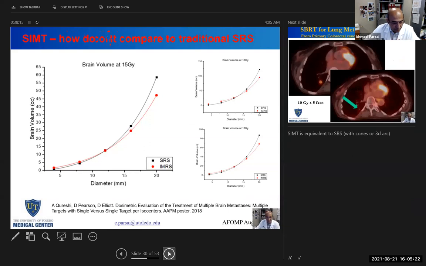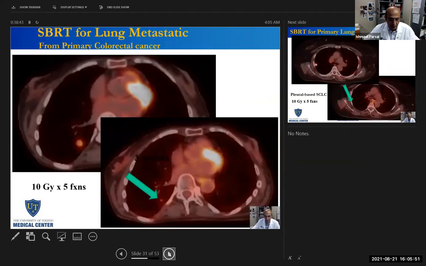This graph shows the brain volume at 50 gray, here it shows at 10 gray and at 12 gray. Again, the single SRS plan versus IMRS. And again, you can see that this technique is a very doable technique and has become a favored modality for many of the sites in the US. The next few slides, I want to show you the magic of SBRT.